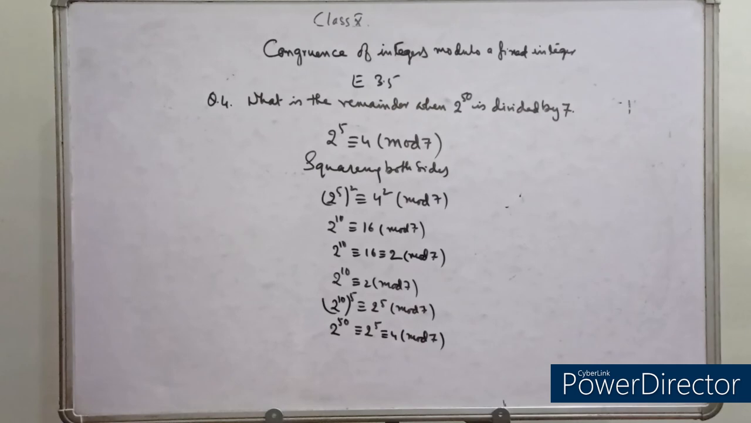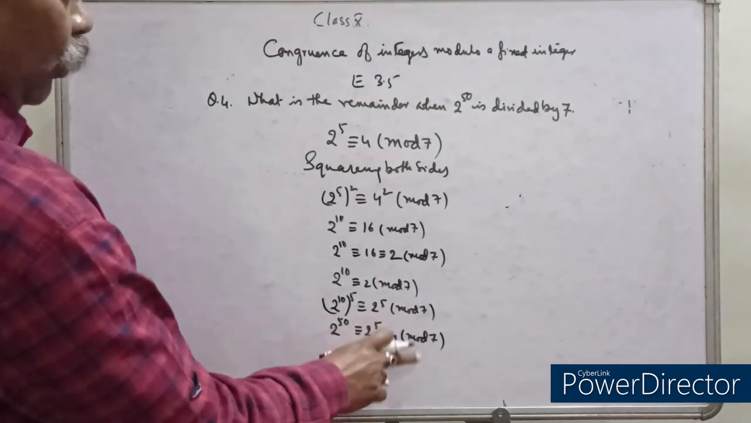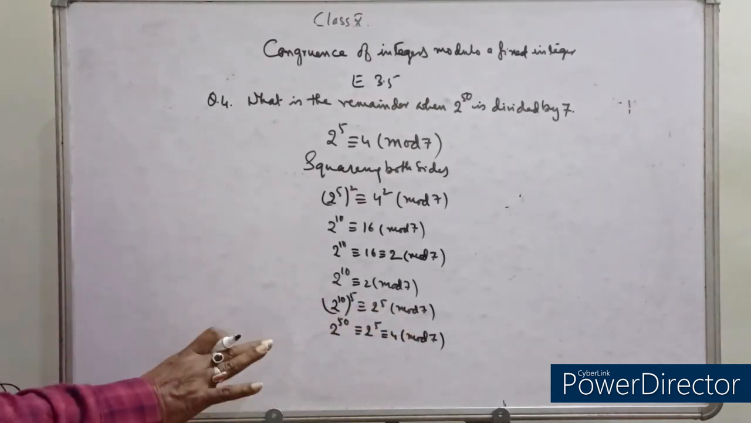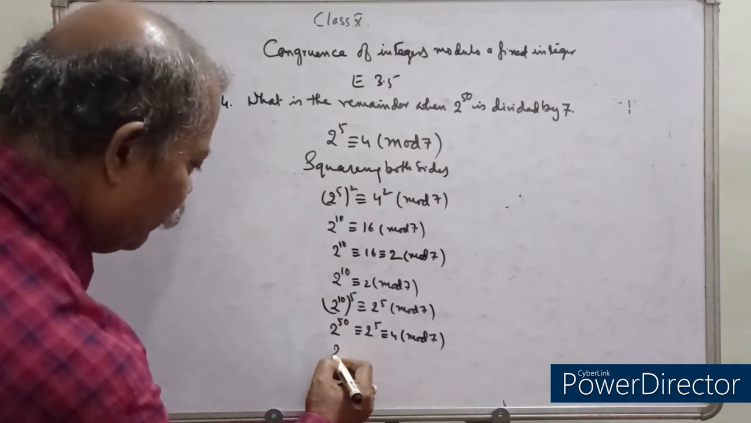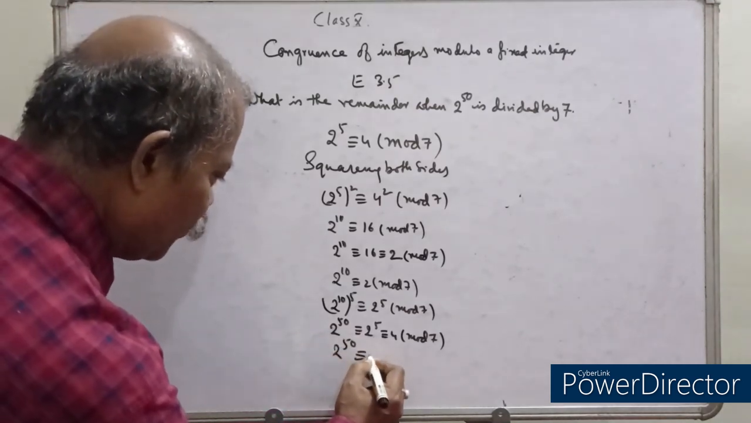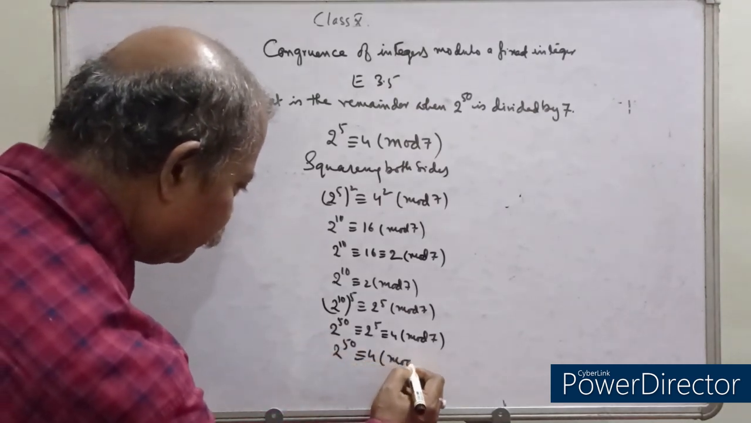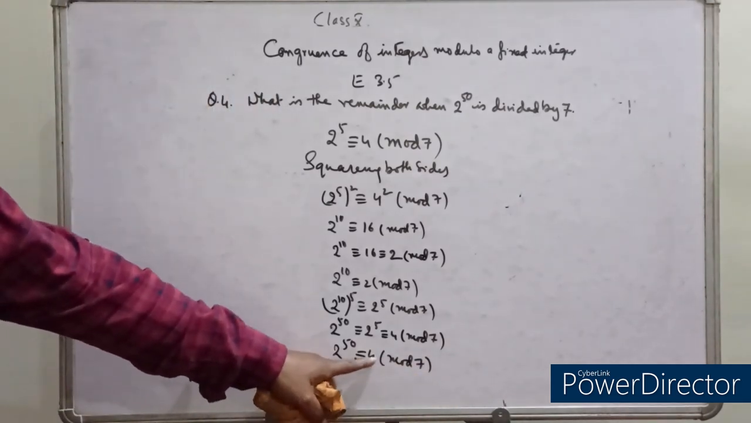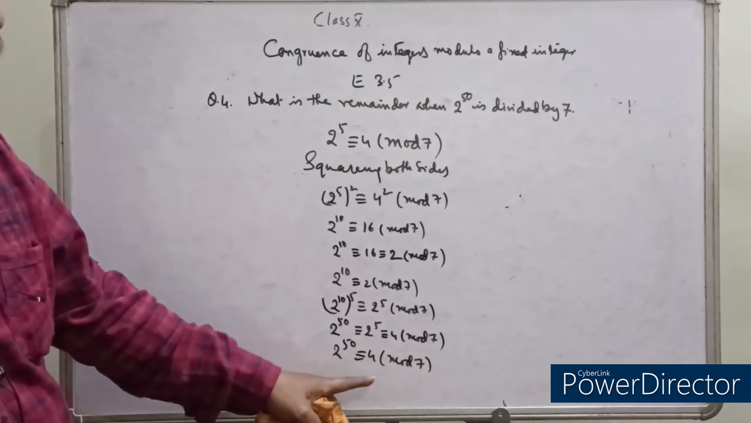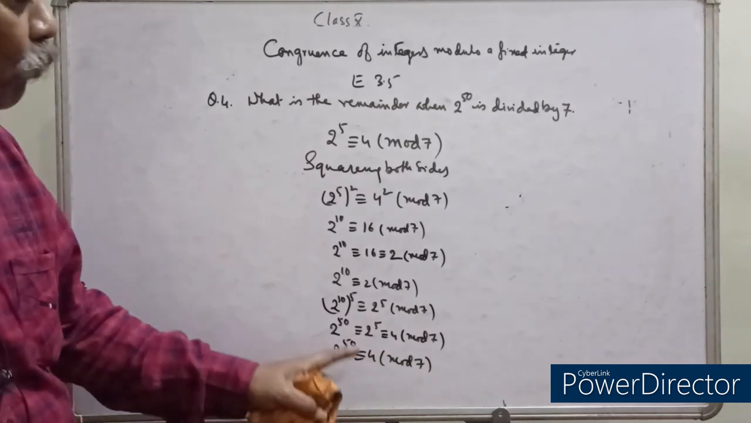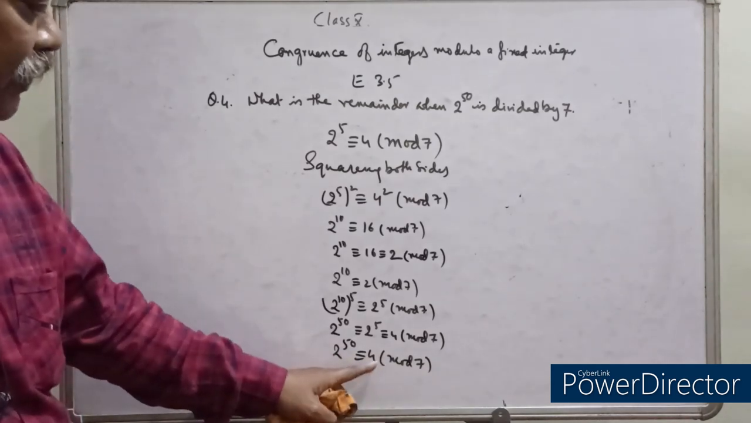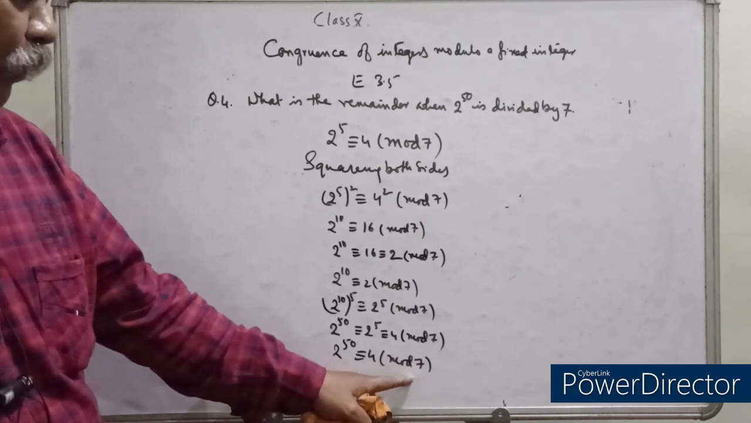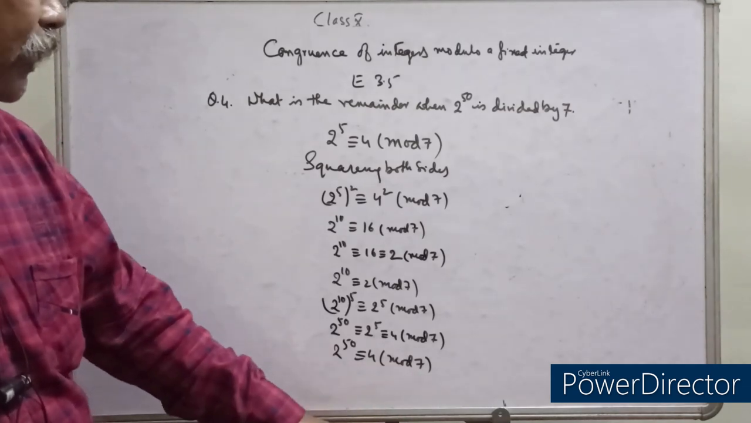So here you see your 4 has become less than 7, so I am going to stop here. So 2 to the power of 50 is congruent to 4 mod 7. I stop here because 4 is less than 7. You have to keep moving down to a lower level until your number is less than 7.